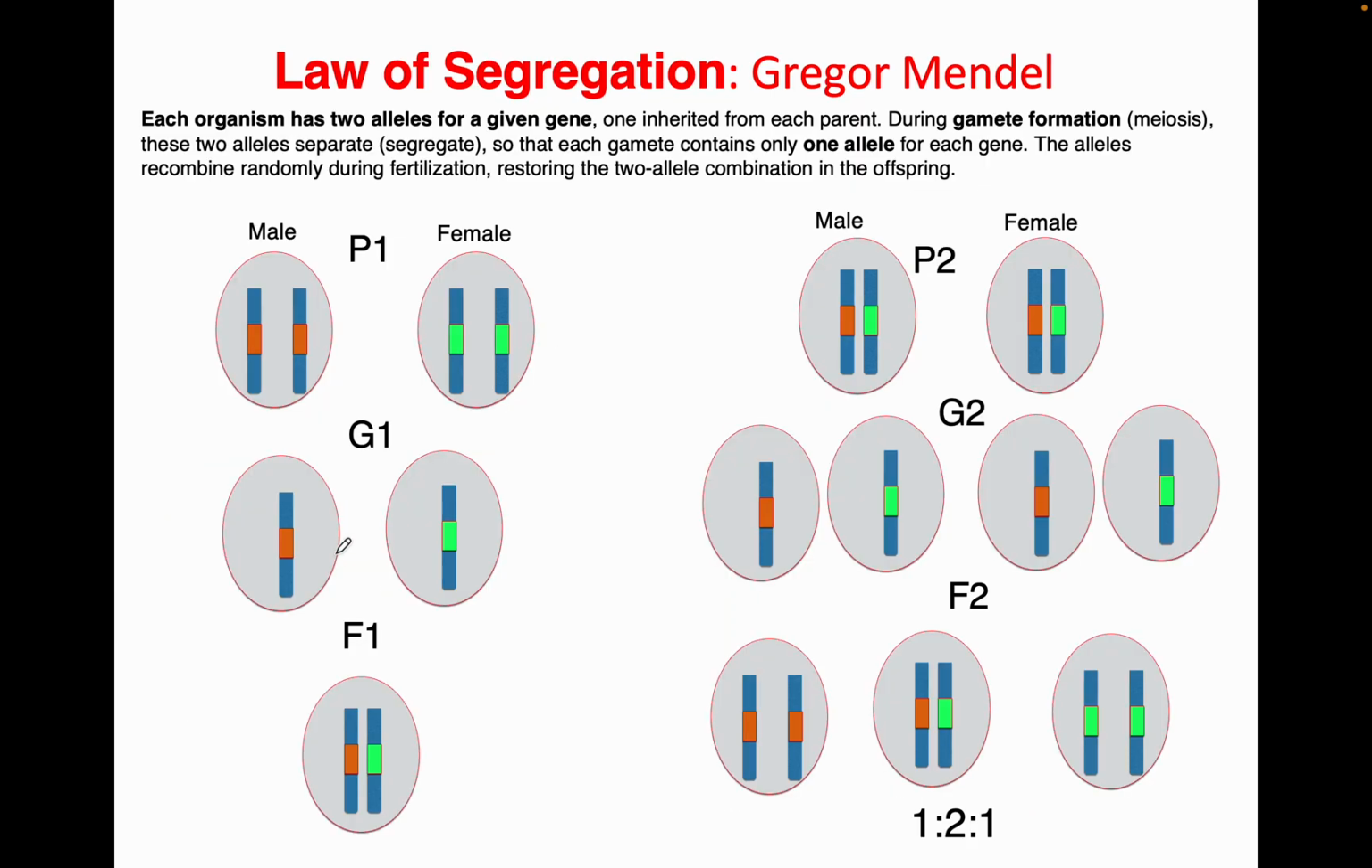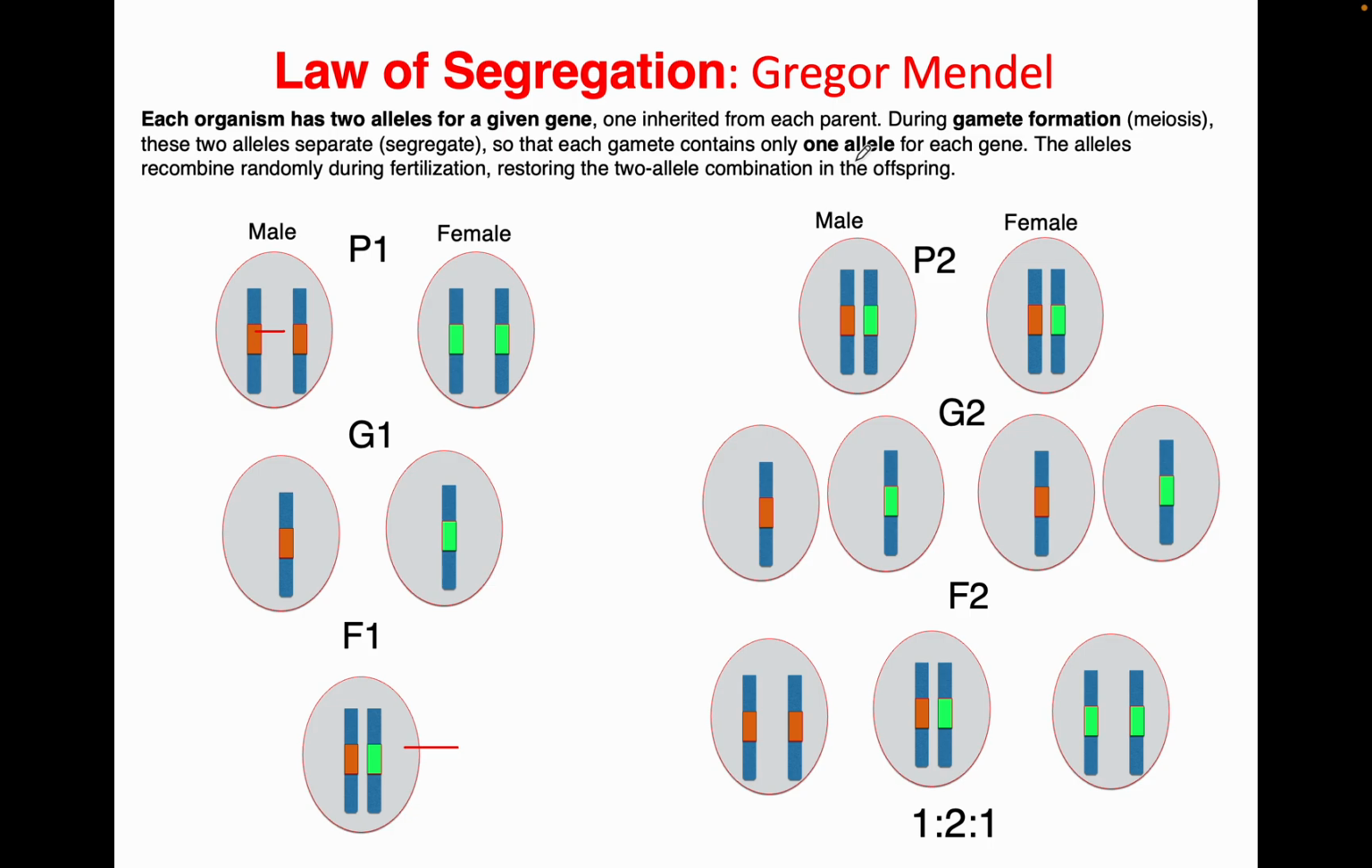The law of segregation, which was proposed by Gregor Mendel, states that each organism has two alleles for a given gene, one inherited from each parent. For example, these are two parents, and these are the alleles, one coming from each parent, and now this is the first filial generation. During gamete formation or meiosis, these two alleles are separated, or segregated, meaning these two alleles are separated and these two alleles are separated. Only one allele goes to the gamete, so that each gamete contains only one allele for each gene.